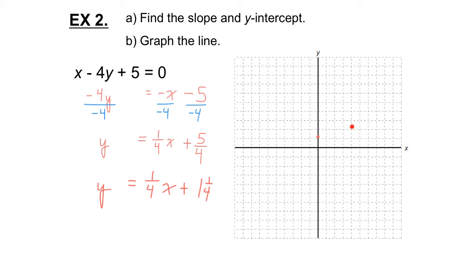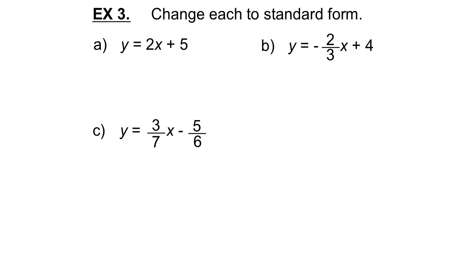And we can keep that slope going to find more points in either direction, and then draw our line through the points. Now we have our line. So in the previous examples, we took a standard form equation and turned it into slope-intercept form. Now we're going to go the opposite.